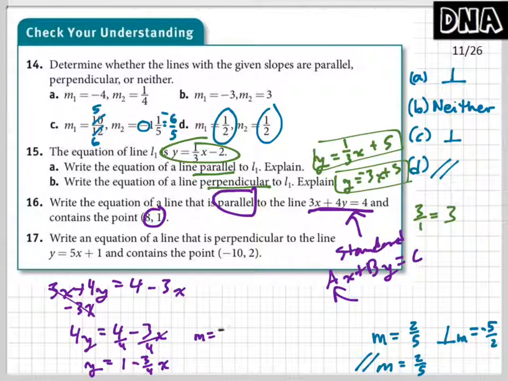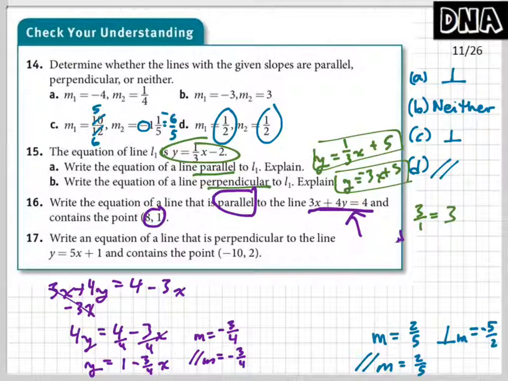So now I know my slope is negative 3 over 4. And the parallel slope is the same thing, isn't it? Yeah. Parallel stays the same. We gotta have the same slope. Now, how am I gonna write my equation? Do we have a point and a slope? Because that's what we need. If we want to write equations, we have to have a point and a slope. Do we have a point and a slope for this?